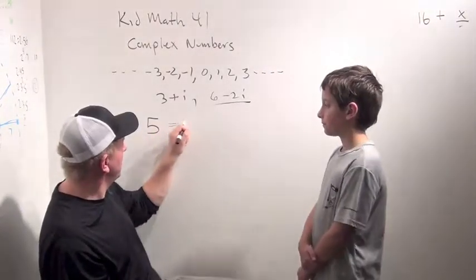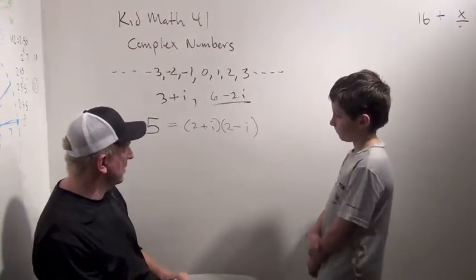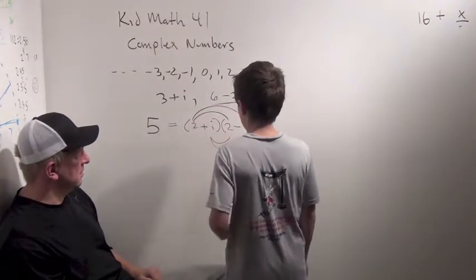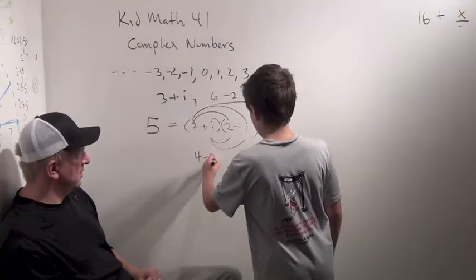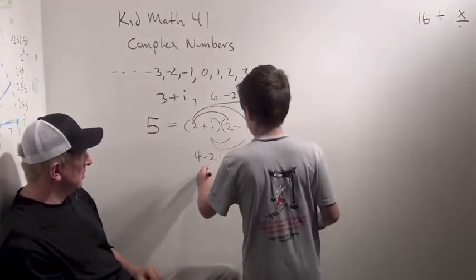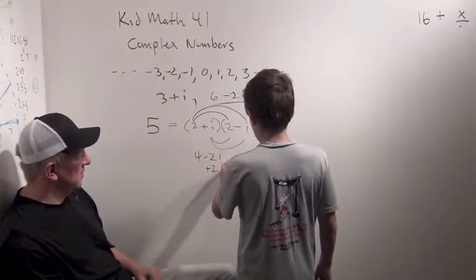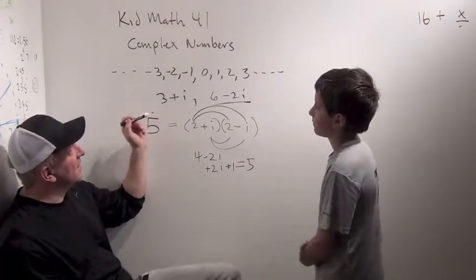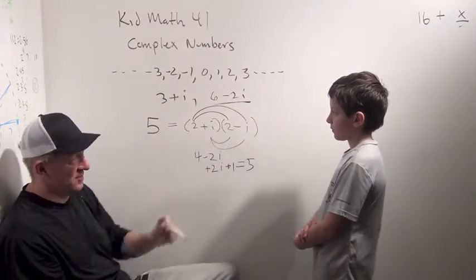But look what happens when I multiply 2 plus i times 2 minus i. Let's see what I get. Would you multiply that out for me? 2 plus i times 2 minus i? So we'll get 4 minus 2i. That's 2 times 2, 2 minus i, yeah. Plus 2i. And then i times minus i is the last one, plus 1. Which is 5. How about that? So in the complex numbers, 5 actually factors into 2 Gaussian integers.